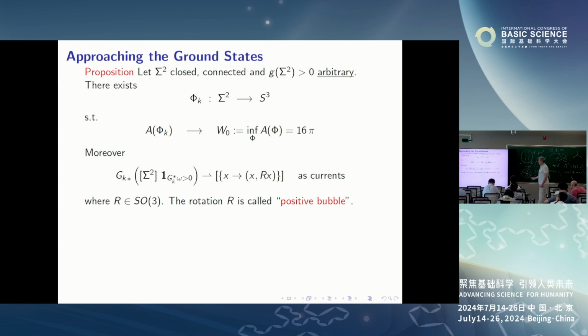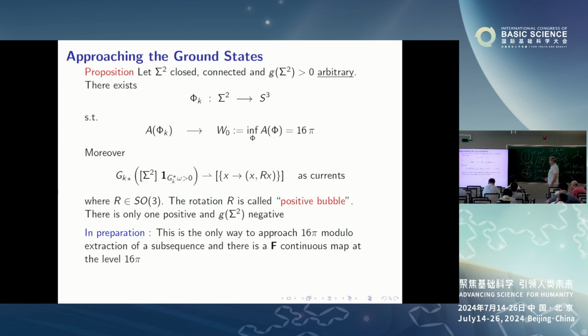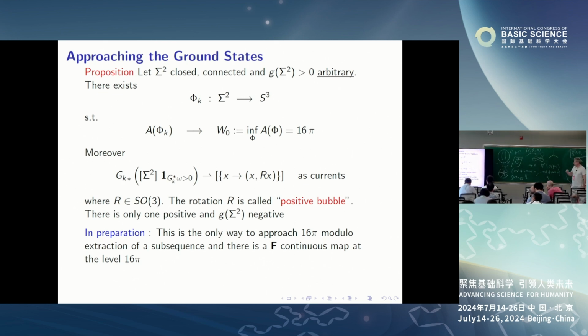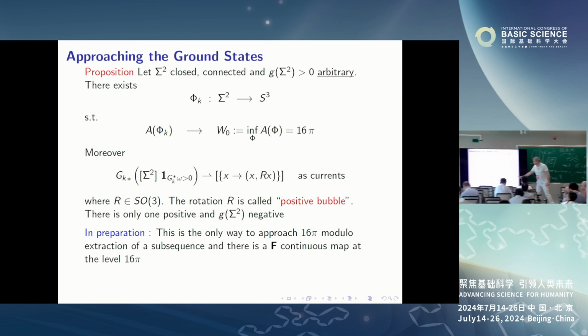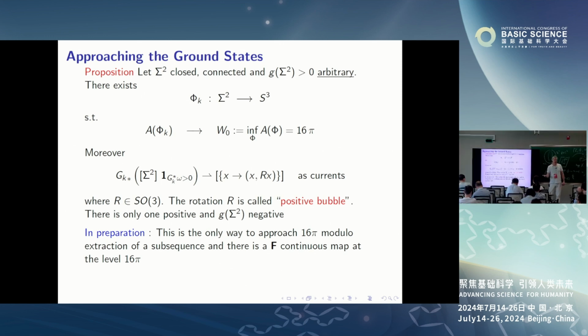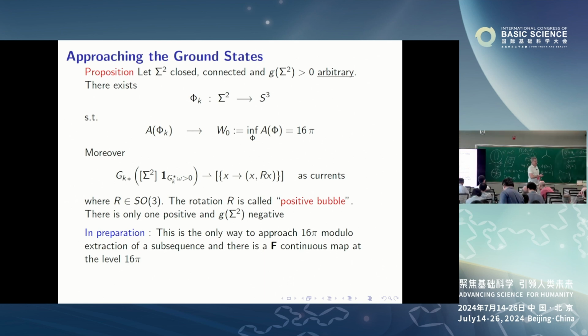So we call it the positive bubble. And you have G sigma 2 negative. Now, what is not ready yet, so I'm not claiming I have the Willmore conjecture right now at this stage using this approach, because this is in preparation. We have to show that this is the only way to approach the ground state. We are going to use the regularity theory with Pigatti that we are finishing.